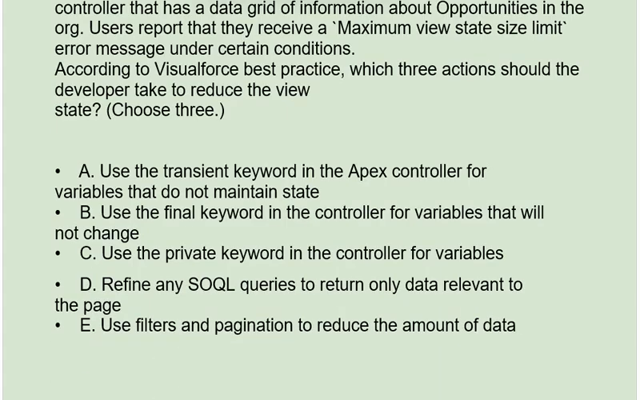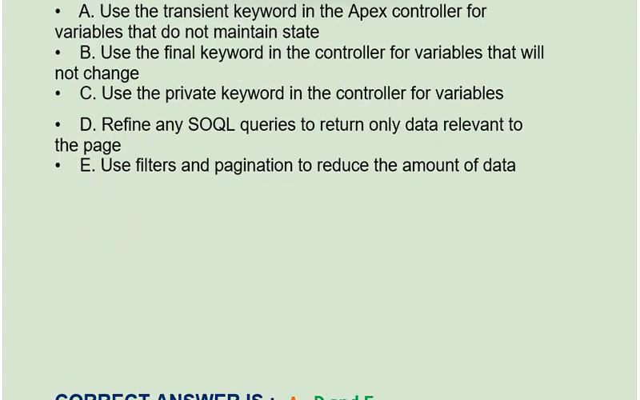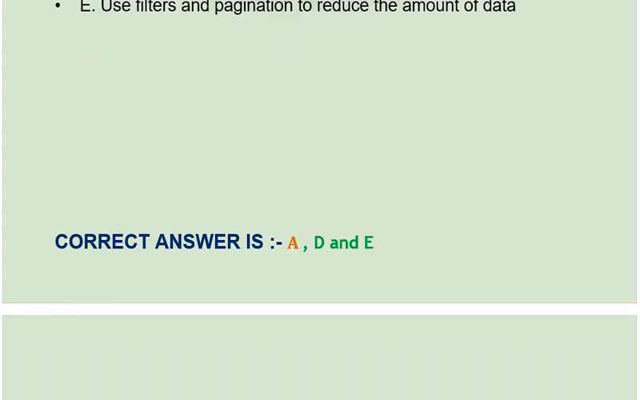Choose three options. Option A, use the transient keyword in the Apex controller for variables that do not maintain state. Option B, use the final keyword in the controller for variables that will not change. Option C, use the private keyword in the controller for variables. Option D, refine any SOQL queries to return only data relevant to the page. Option E, use filters and pagination to reduce the amount of data. Correct answer is option A, D, and option E.